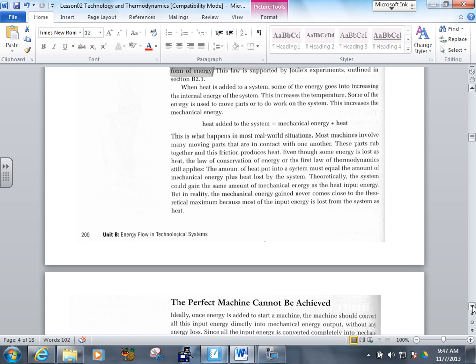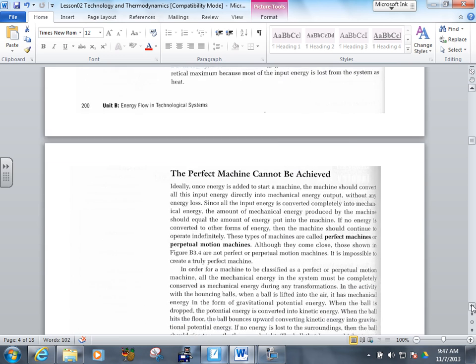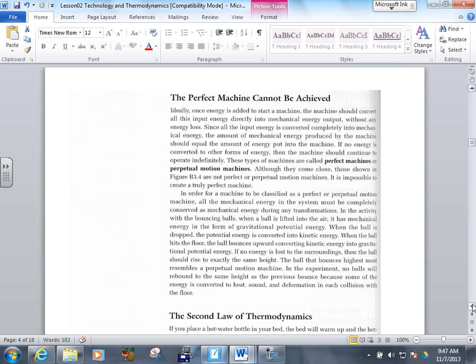Now, how many people have heard of a perpetual motion machine? Heard the term before. A perpetual motion machine is supposedly a machine that can run forever and not require you to put any energy in. What's the problem with that? Why can't it exist?